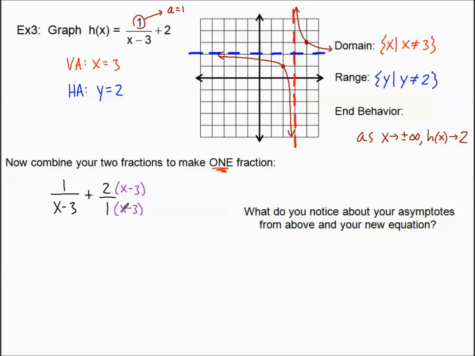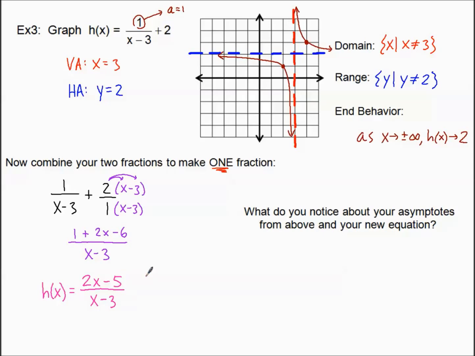Now they'll have the same denominator, so I can combine these two fractions together, and let's see what I have. I have my 1 and then my plus sign. Let's go ahead and distribute here and get 2x minus 6. Okay, now let's combine our like terms in the numerator, and I have a 1 and a negative 6, which make negative 5. So I'll do 2x minus 5 divided by x minus 3. So this is still h of x. It just looks a little bit different. It's the single fraction now.